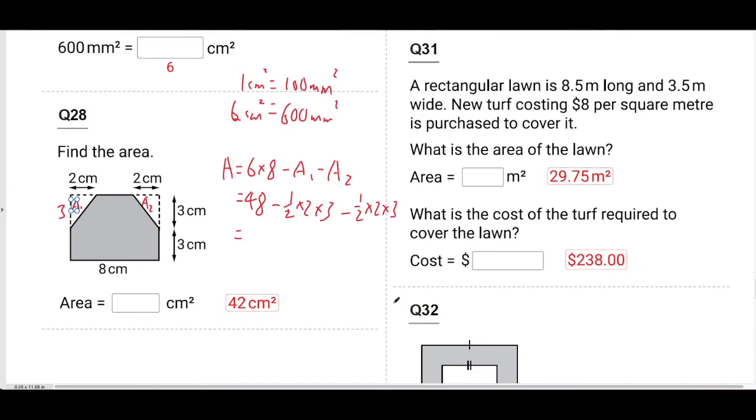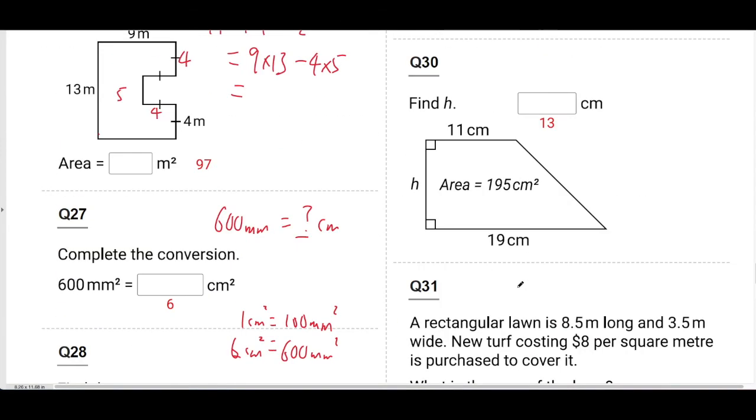Alright, so then there's 2 more questions that I have to go through. Question 30. Okay, question 30 is find the height. Okay, so basically, this is a trapezium. So you just have to use the area of a trapezium formula. Area is equal to what? A plus B times H times a half, right? So then just substitute the numbers that you know. So area is 195, so 195 is equal to A plus B, so 11 plus 19, times H, times by a half.